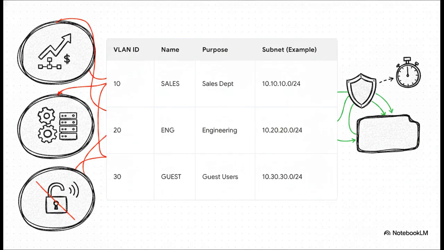You really want to map out your broadcast domains before you ever touch a command line. For instance, you might dedicate VLAN 10 for sales, 20 for engineering, and 30 for guests, giving each one its own dedicated IP subnet. And why does this matter? Well, it comes down to security and performance. By separating them, you guarantee that a broadcast storm in the guest network doesn't suddenly take down your engineering team, and all that sensitive sales data remains completely isolated from unauthorized visitors.